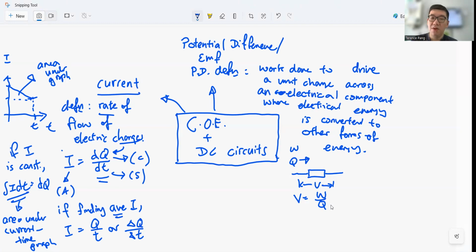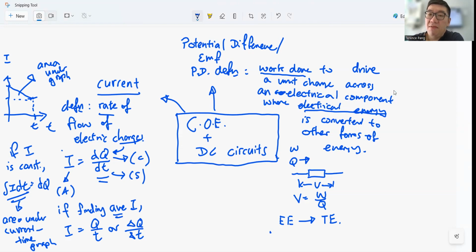So the work done, or the energy required, is actually the electrical energy. And in the process, you have work done, electrical energy being converted to something else. In this case, for a resistor, the electrical energy is converted to what? Thermal energy. So EE is converted to TE.